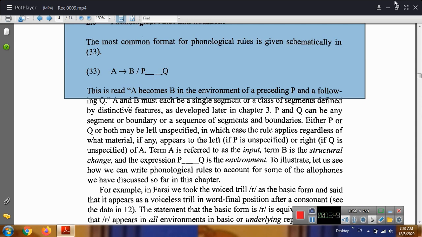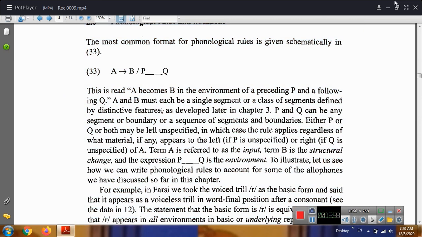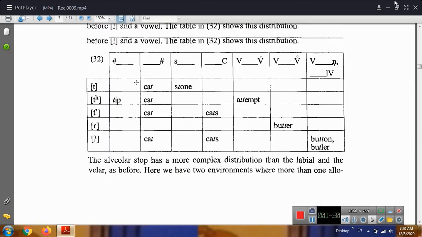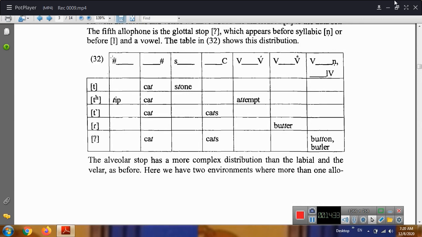A and B must each be a single segment or a class of segments defined by distinctive features. In one session I should explain the distinctive features for you, as developed later in chapter 3. P and Q can be any segment or boundary, or a sequence of segments and boundaries. Here we can have, for example, the sign of the beginning of the word boundaries, like this.